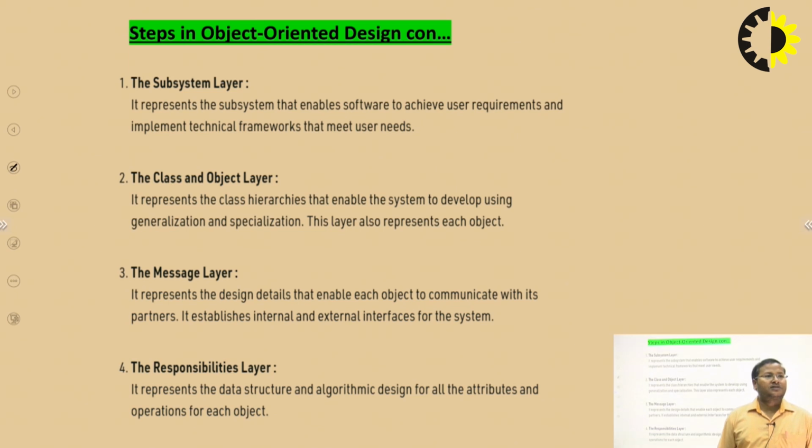The subsystem layer represents the subsystem that enables software to achieve user requirements and implement the technical framework that meets user needs. The class and object layer represents the class hierarchy that enables the system to develop using generalization and specialization. This layer also represents each object.